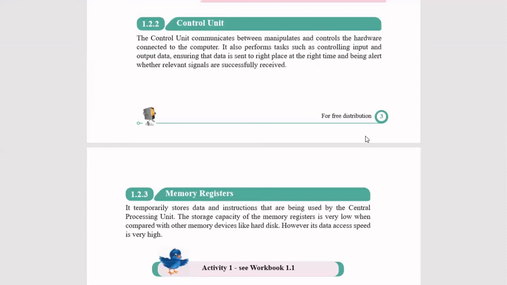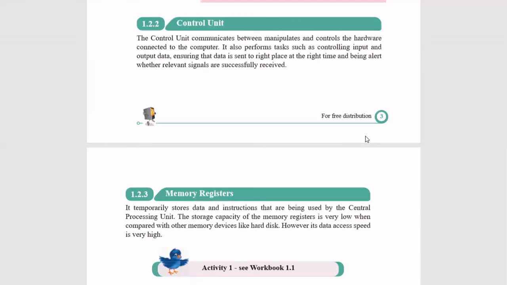CU, control unit, right? So in your book they have given a few tasks, right? One thing is controlling input and output data. Second thing is ensuring the data is sent to the right place at the right time, right? Next thing is being alert to the signals, whether the processing is happening correctly, is there any errors? So that alertness is also done by the control unit.